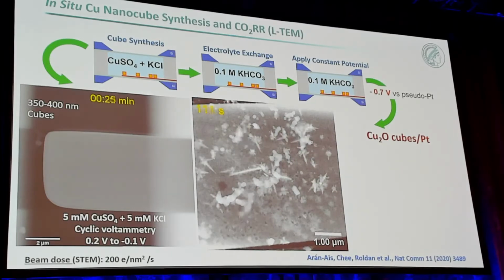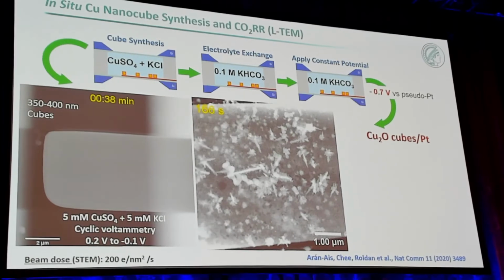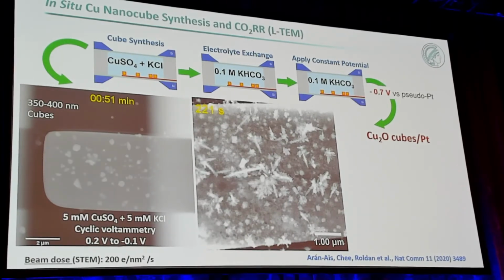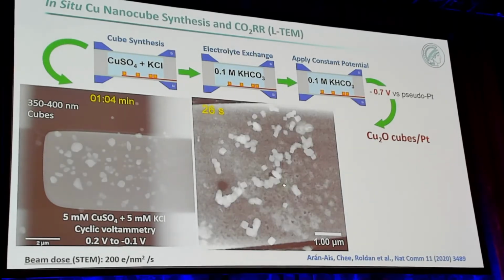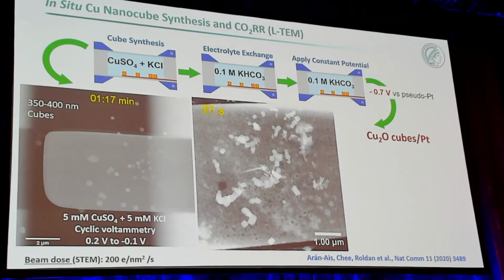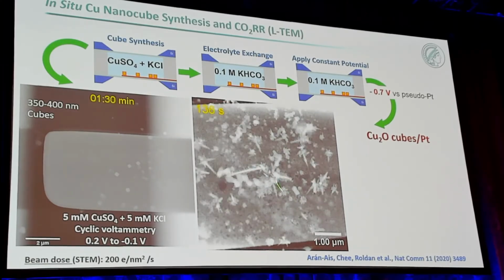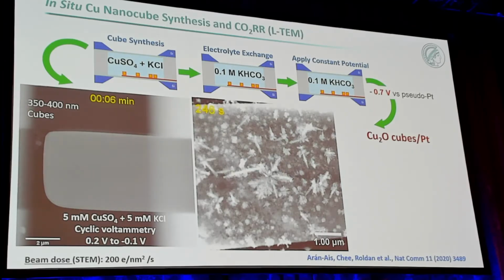So I synthesize a well-defined catalyst. I synthesize what the theorist told me to make, something with 100 facets. But then under reaction conditions, I see the formation of dendrites, I see the cubes break up, I see a lot of small particles in between. And this catalyst is the one that is still making ethylene.